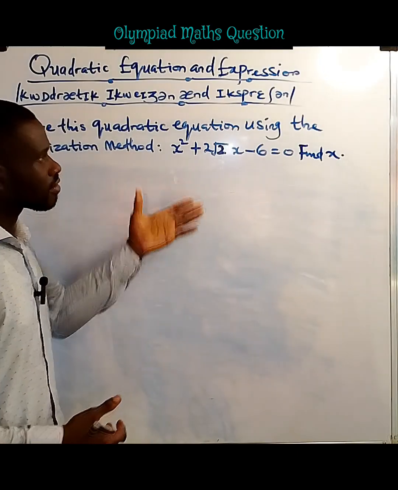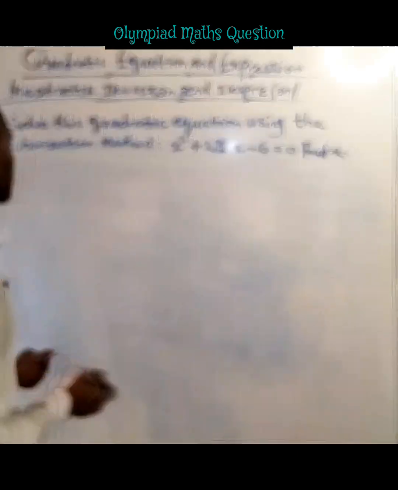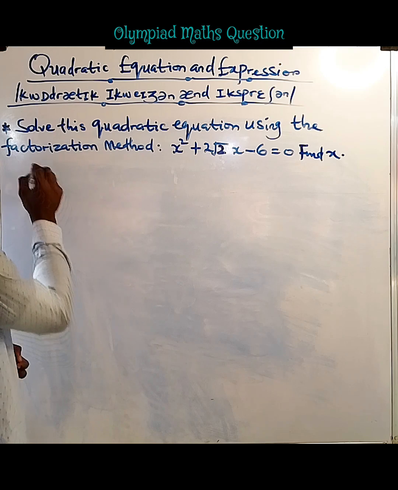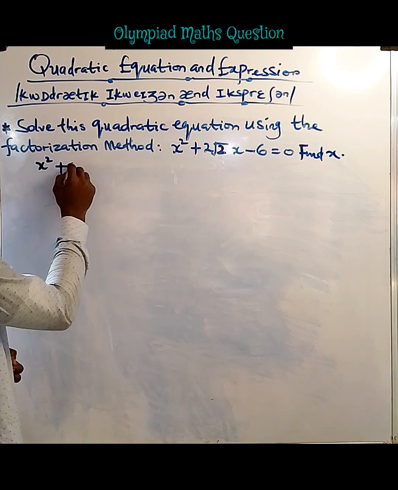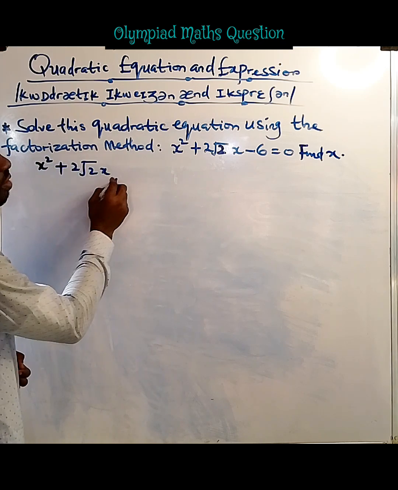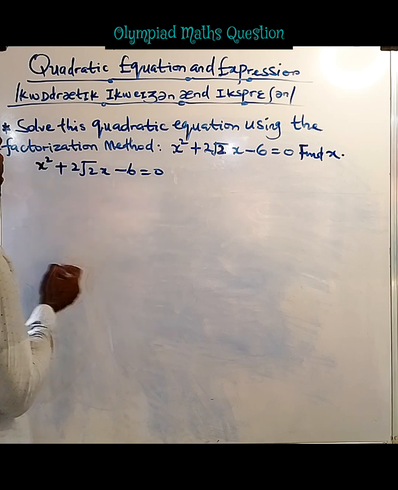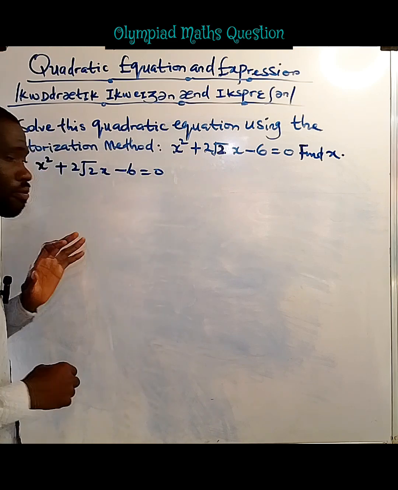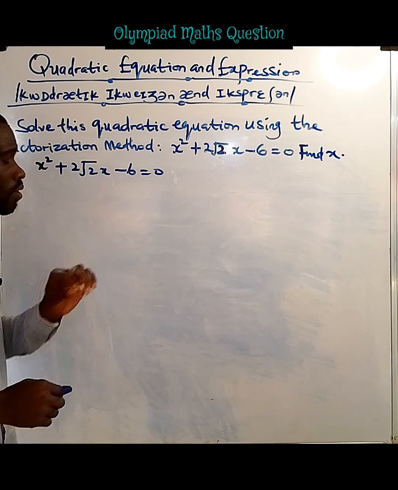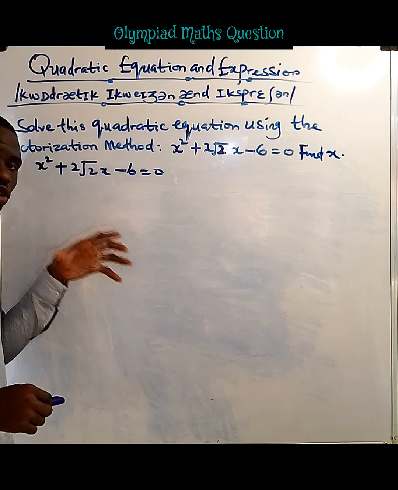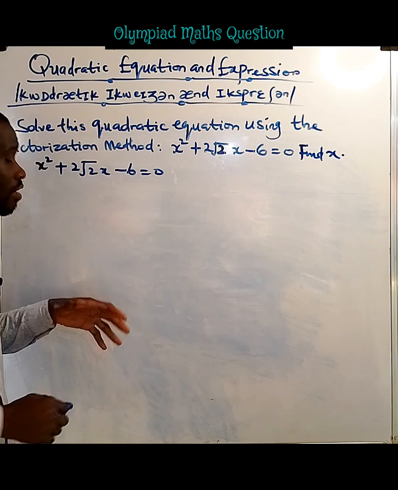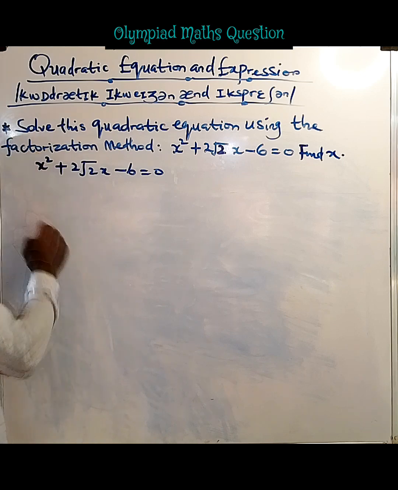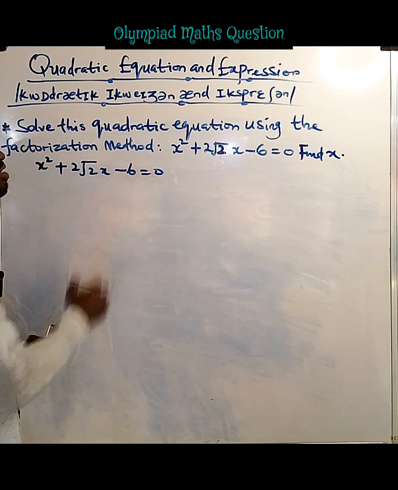So how do we factorize this? How do we solve this? That's what we're going to do. First of all, we acknowledge the fact that this is a quadratic equation. It's quadratic because the highest power we have is 2. That's the first thing you have to watch out for: that what you're working on is really quadratic. It's a second order equation. So this is x to the power 2, this is x to the power 1, this is x to the power 0.